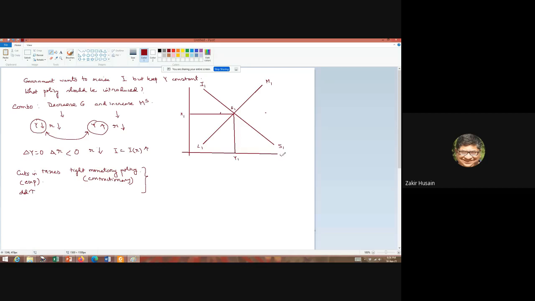Okay, so we have this. Now, if you have a cut in taxes, what will happen? This is expansionary policy. So the IS curve will shift. Y will rise and R will rise. So Y and R will increase. This is the first round effect.